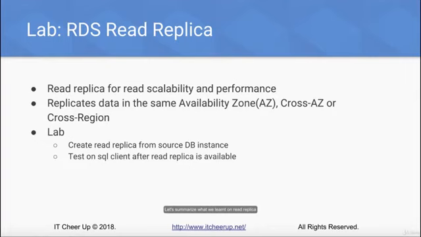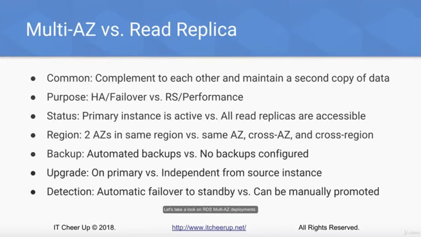Let's summarize what we learned on read replicas. Read replicas serve high-volume application read traffic from multiple copies of your data, thereby increasing aggregate read throughput. Read replicas can also be promoted when needed to become standalone DB instances. Read replicas are available in RDS for MySQL, MariaDB, and PostgreSQL, as well as Aurora.